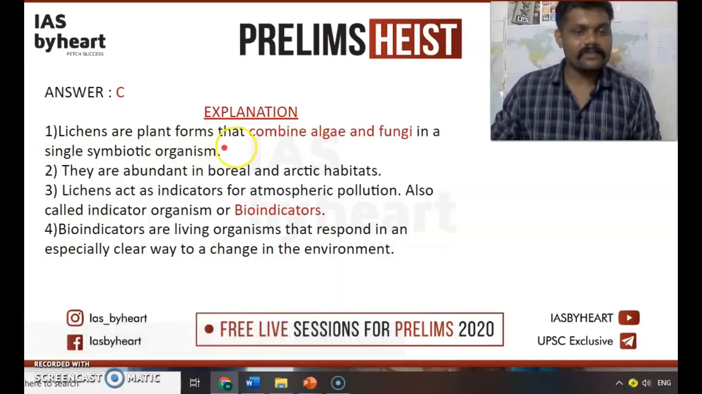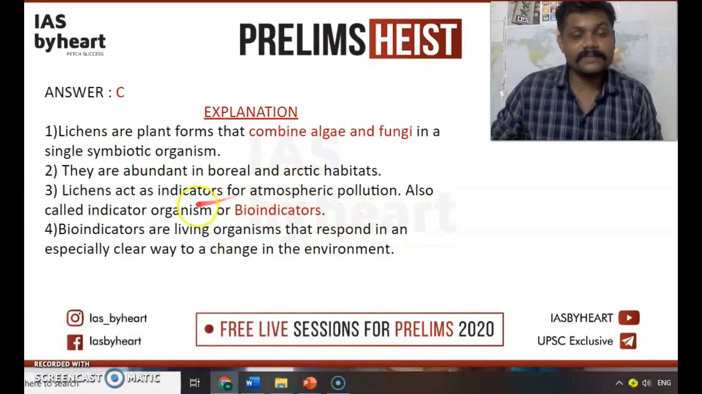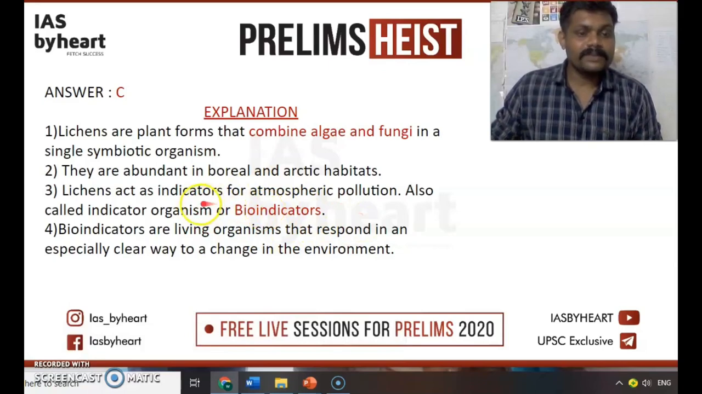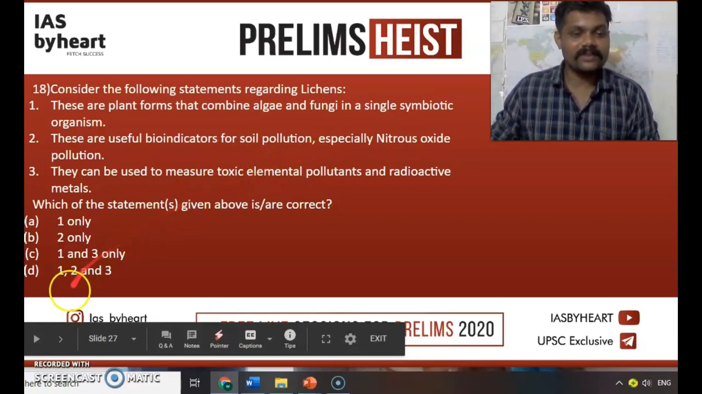See, here is our explanation. Lichens are plants that form a combination of algae and fungi, yes, in a single symbiotic organism. They are abundant in boreal and arctic habitats. Moreover, lichens act as a bioindicator. See, this is an important term. Please note this one. Because, see here, lichens act as an indicator for atmospheric pollution. But here we are mentioning soil pollution. So this is a wrong statement.